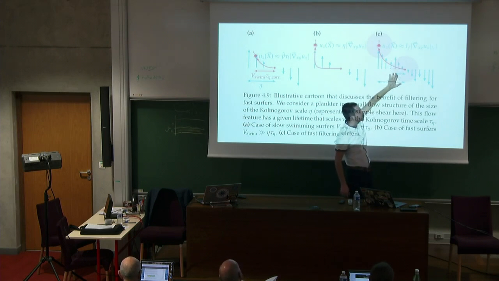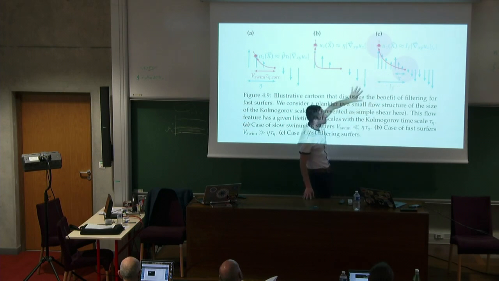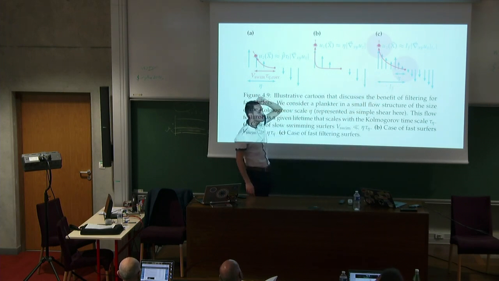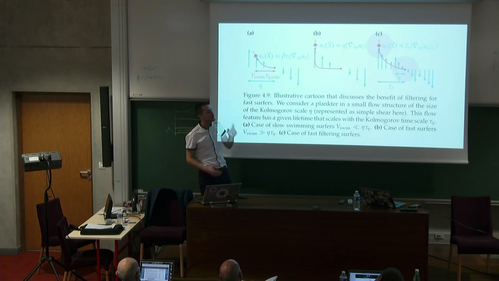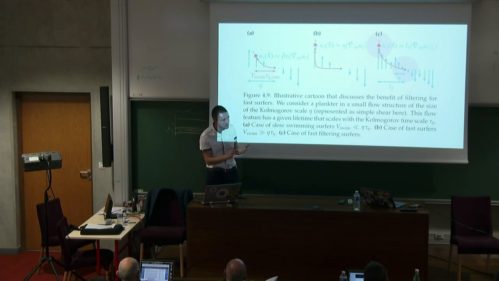So my intuition based on these results would be that if your swimming velocity is large, then of course it would be more beneficial to have access to larger scales of the flow with more filtering. However, if you are very small compared to the smallest scales of the flow, filtering will be a disadvantage.